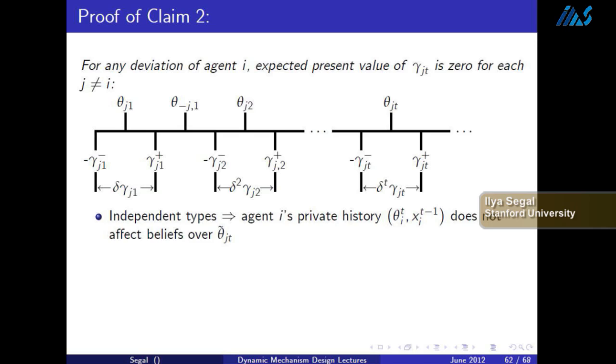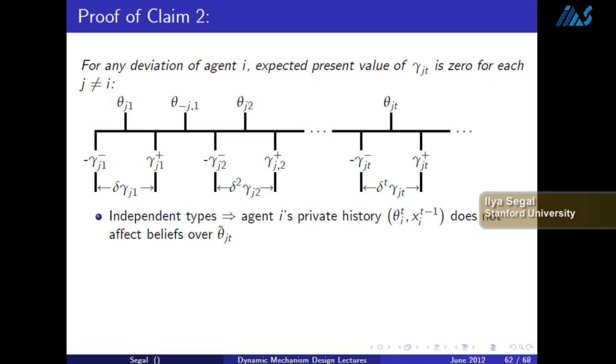Okay, agent j is charged minus gamma j2 minus, and then he gets gamma j2 plus, and so on, and as time goes on, in every period you have this minus gamma minus and plus gamma plus. And this is how you break it up. Now suppose agent I deviates.